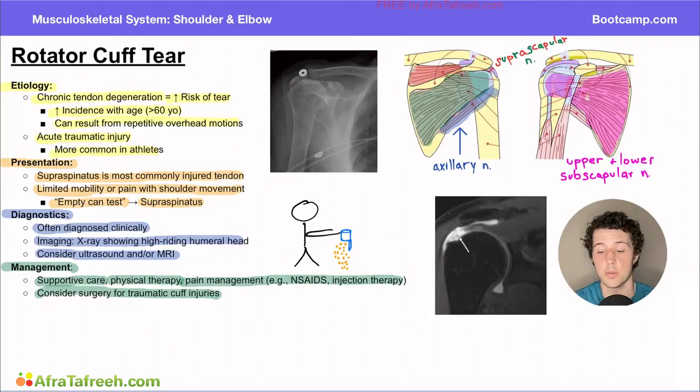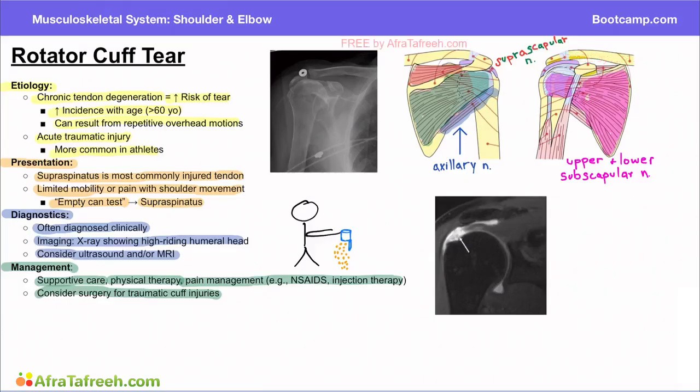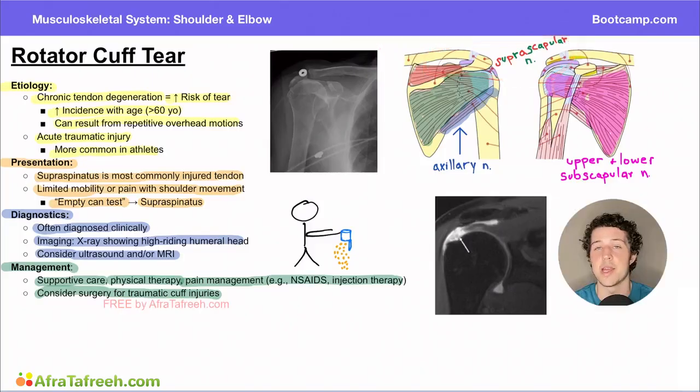So this is an older patient that presents with limited mobility and pain in the shoulder, and a positive empty can test will raise our suspicions for a supraspinatus injury. And so we can't forget our innervations. The supraspinatus, along with the infraspinatus, will be innervated by the suprascapular nerve.